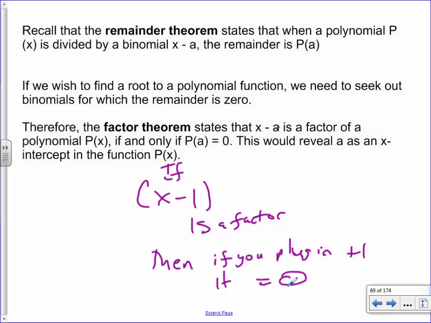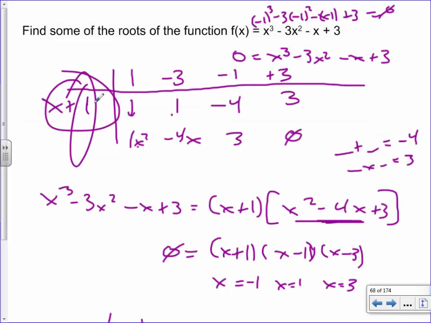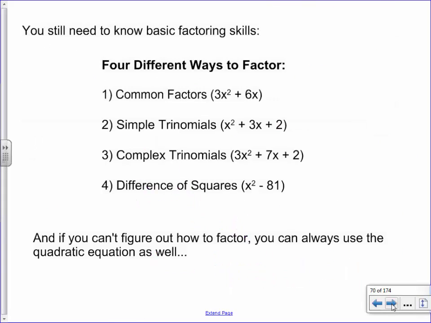We're going to use that principle then to try to figure out which numbers to randomly guess when we do our long division or synthetic division. Because again, we still don't know what numbers to use here. Do you guys remember the 4 basic ways of factoring before I keep going further? Just a quick review of factoring before I go any further.